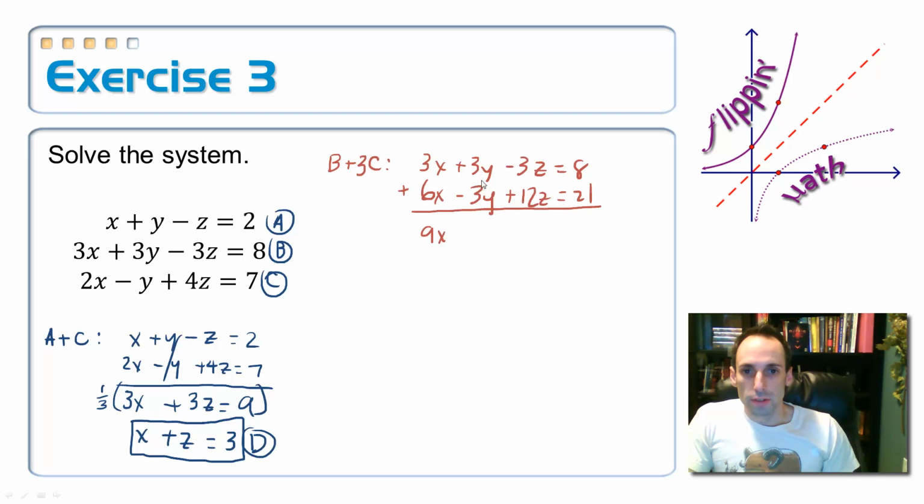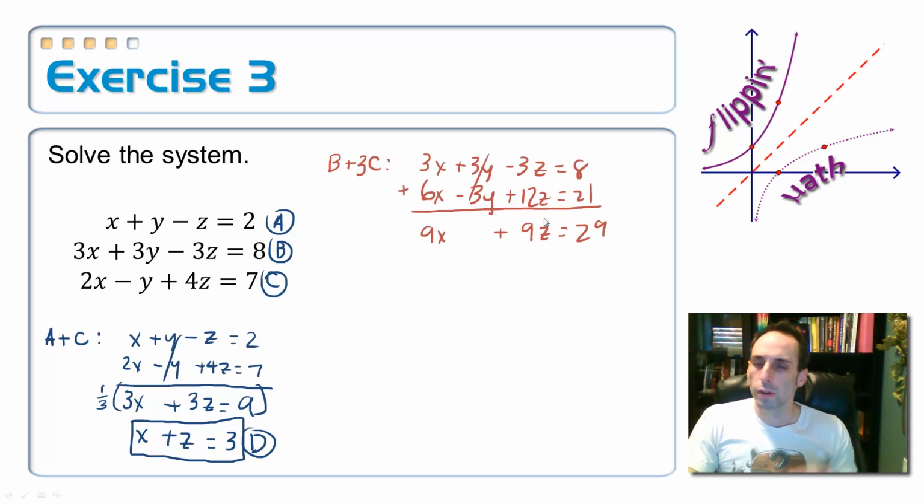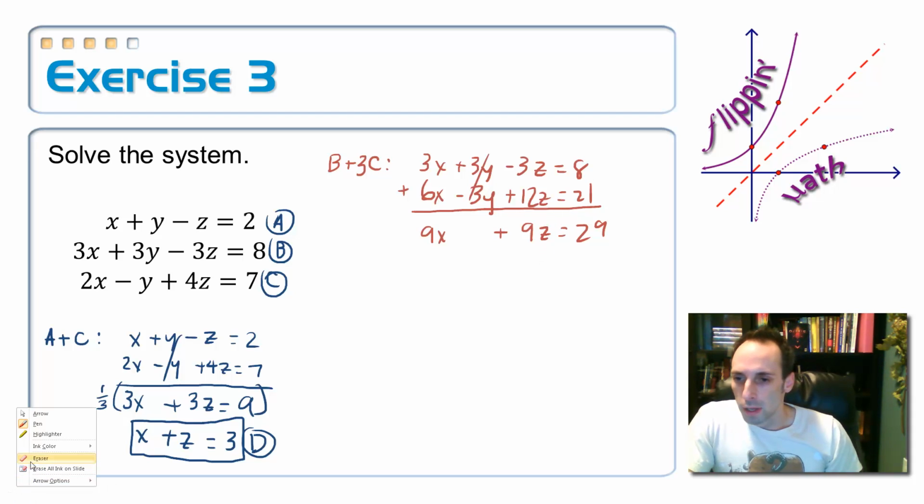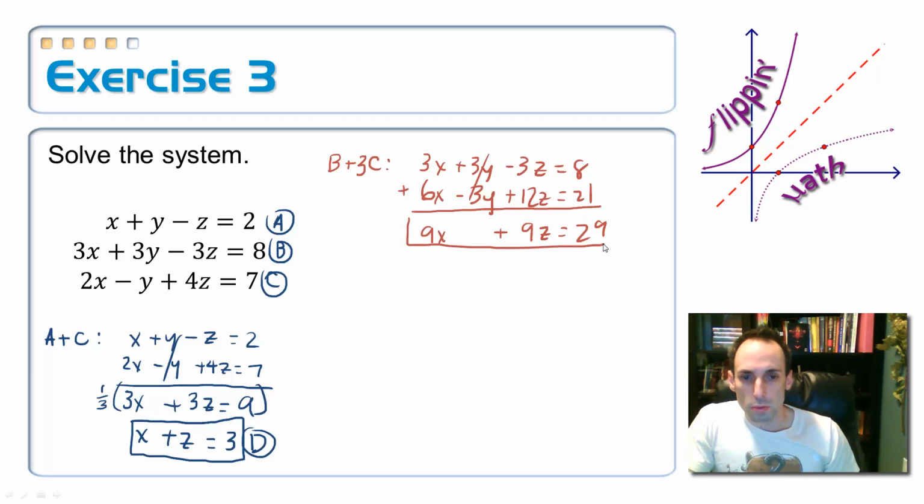Alright, now let's go ahead and add these two equations together. We get 9x, those cancel, plus 9z is equal to 29. Alright, okay. I can kind of see that there might be a bit of a problem here, but that's okay. If you don't see it, don't worry about it. Let's just change colors to maybe green here, and now I'll get rid of either the x or the z. Oh yeah, I didn't label that one. I need a letter for it. Right, let's block this one off. This one's equation E. There we go.